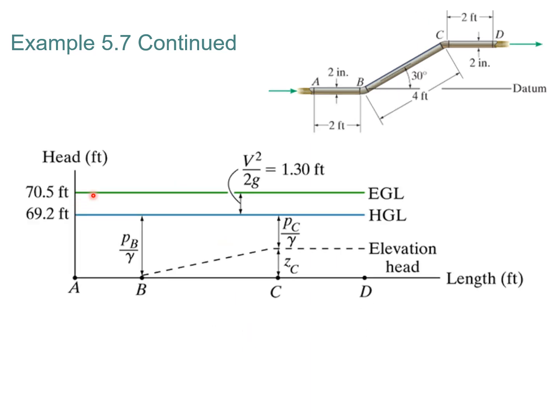So finally, we can form a plot of the head versus the distance along the pipe. Starting at A, we calculated both the EGL and HGL, and you notice the EGL and HGL stay constant all the way through the pipe because essentially the diameter doesn't change. The only thing we have is that the difference between these two is simply the velocity head, which we calculated to be 1.30 feet.